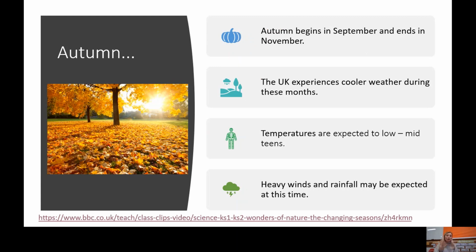Lastly, our fourth season is autumn. Now, autumn begins in September and ends in November. It was the last season that we have had just now, what we're experiencing. Now, this comes after summer, so the climate gets cooler. The temperatures begin to drop, don't they? And we get more rainfall and it gets a bit more windy.